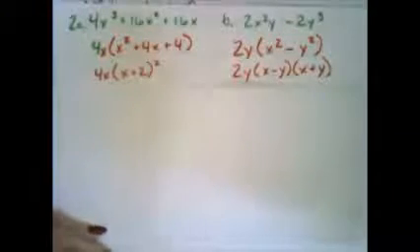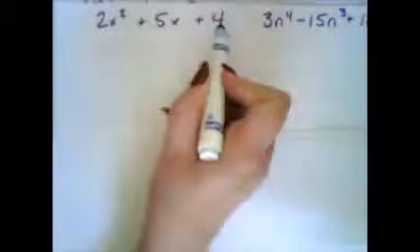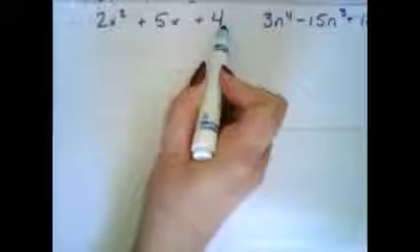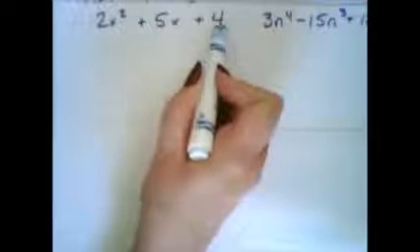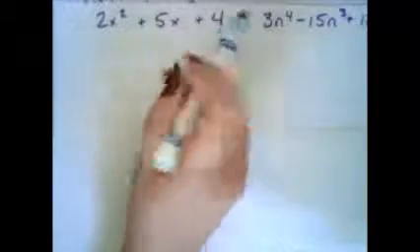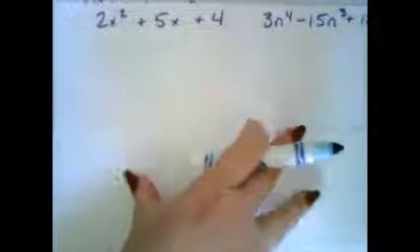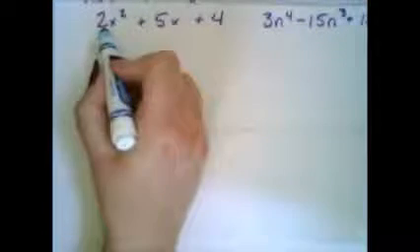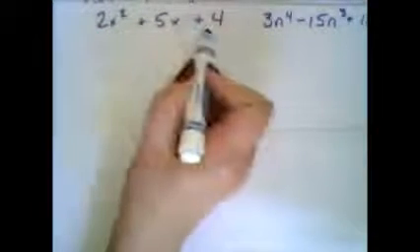Okay? Let's try some more. 2x squared plus 5x plus 4. Well, there aren't any common factors to pull out, so we have to look at this through the ax squared plus bx plus c pattern, where we're looking at trying to find the factors.